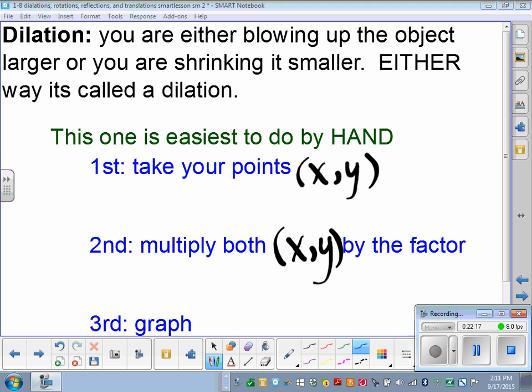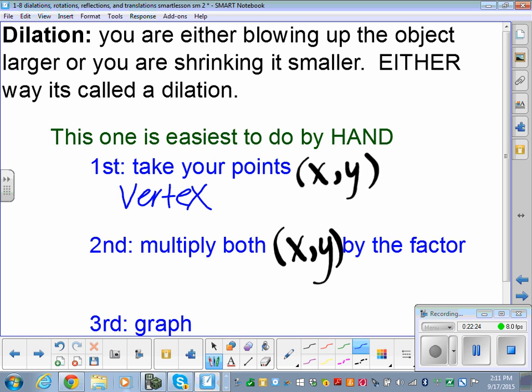Okay, so what you're going to do, you have to take every single one of your vertexes. You're going to figure out their xy points. So I have a bunch of xy points at the vertices of my shape. And then you're going to multiply both x and y by the factor that you're either getting it bigger with or getting it smaller with. And then once you've done that, you can go ahead and graph it. So let me show you by example. It'll make more sense when you see it.